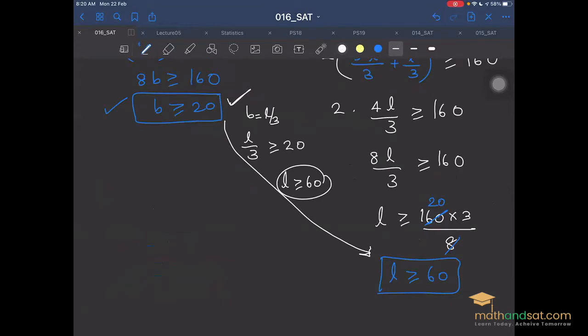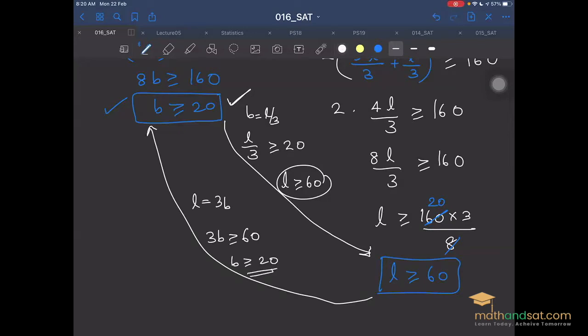If we wanted, we could have got the inequality for L from the inequality for B. Otherwise, if you want to go from this to this, that is also possible. How can you do that? We have L is equal to 3B. So we have 3B is greater than or equal to 60. So your B is greater than or equal to 60 by 3, which is 20. You can do it this way as well. Got it?